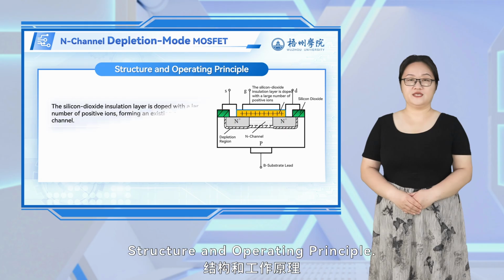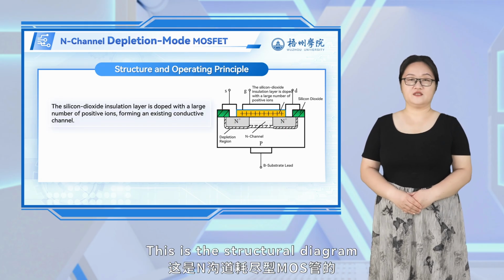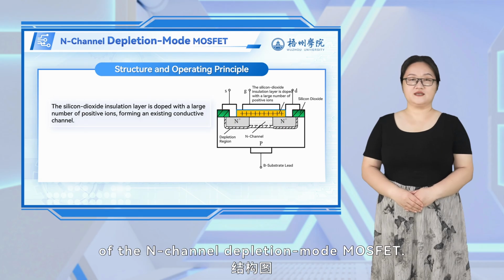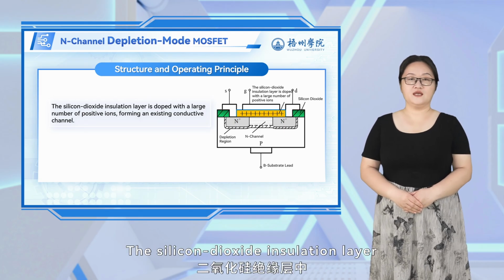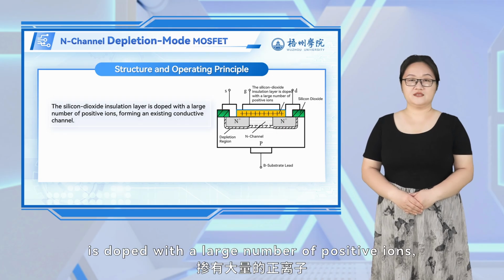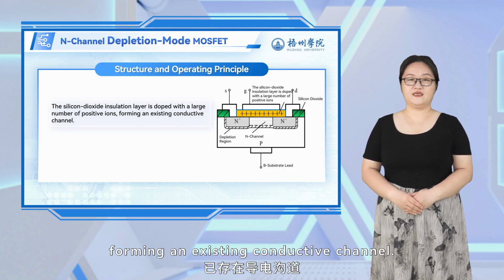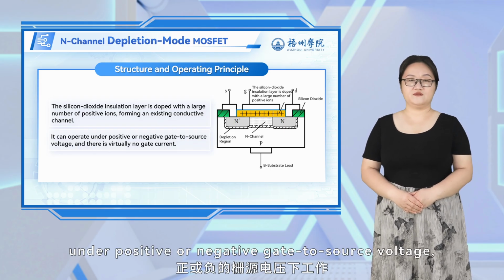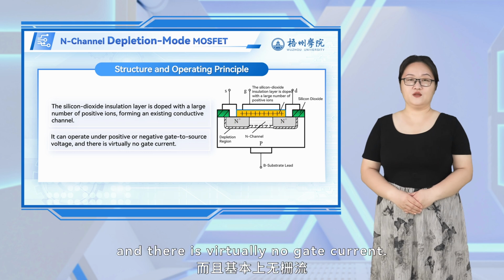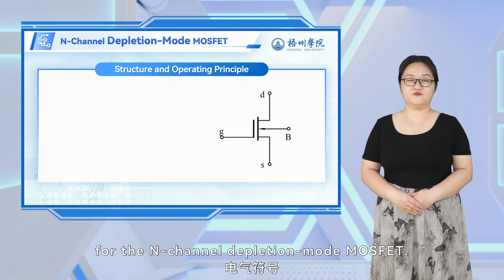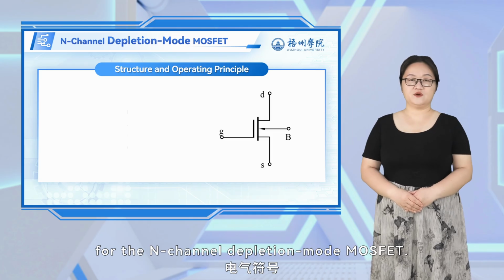Structure and operating principle. This is the structural diagram of the N-channel depletion mode MOSFET. The silicon dioxide insulation layer is doped with a large number of positive ions, forming an existing conductive channel. It can operate under positive or negative gate-to-source voltage, and there is virtually no gate current. This is the electrical symbol for the N-channel depletion mode MOSFET.